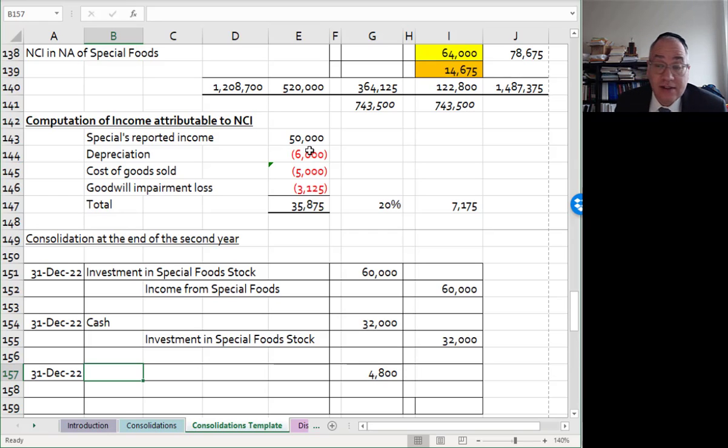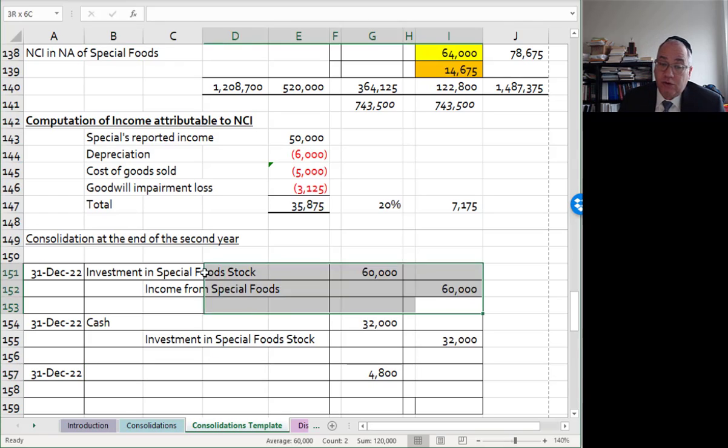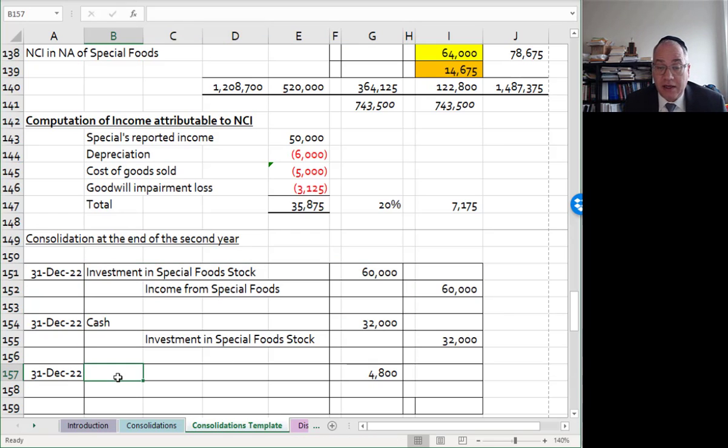And again, this is not the journal entry debit depreciation expense, credit accumulated depreciation, because the income from Special Foods was recorded here on the books of Peerless. So therefore, any additional expenses are going to go to income from Special Foods and investment in Special Foods. So I'm going to debit income from Special Foods for $4,800, that's $6,000 times 80%, and debit investment in Special Foods stock for $4,800, like so.